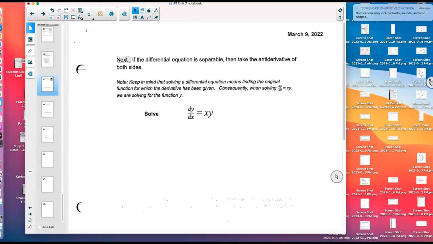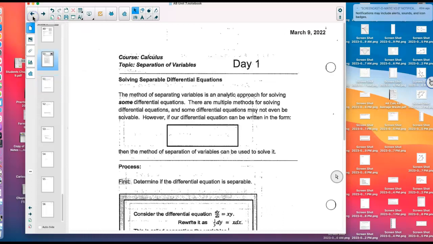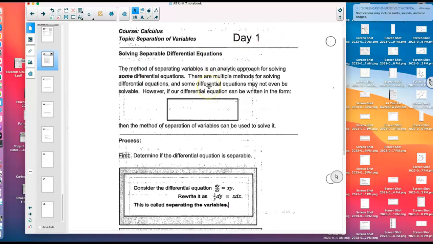So you're going to go into your notes, and your notes for this chapter, I apologize, they're in the process of being redone. So they're kind of a hybrid of old and new is what you got in there. So you've got some stuff we're never going to touch. I want you to go to where it says March 9th, 2022, and it says topic separation of variables. Do you guys have that in your packet?